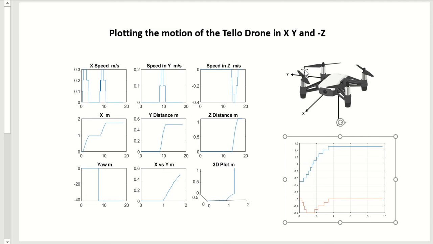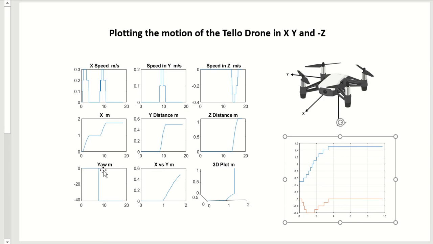So if we look at the graphs that we can produce, this is one I've made now in the program. We get the x speed, integrate the x speed to get the x distance, get the y speed, integrate the y speed to get the y distance, get the z speed, z positive, so this is minus z really, integrate the z, and we get the height.